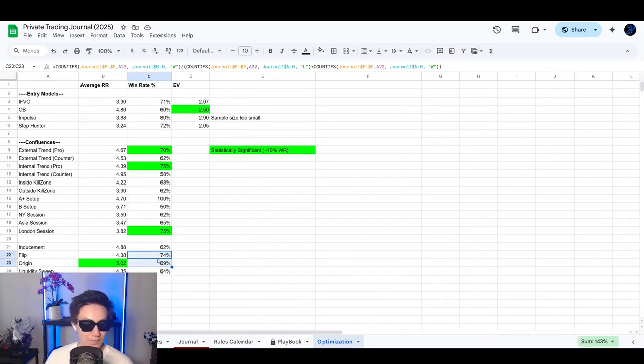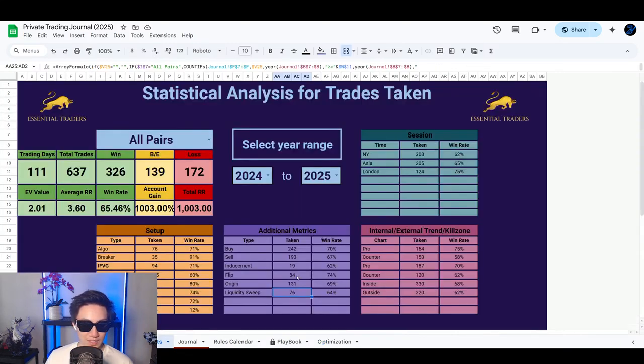Now, origin and flip being quite similar. The reason why I think flip is also higher here is because flips in continuations, whenever the market is trending, for those that don't know from a trading experience, price tends to go back to flips a lot more often than fully going back to an origin.